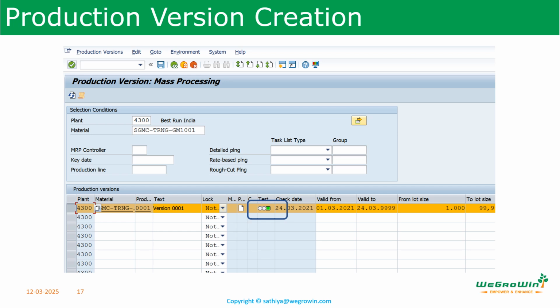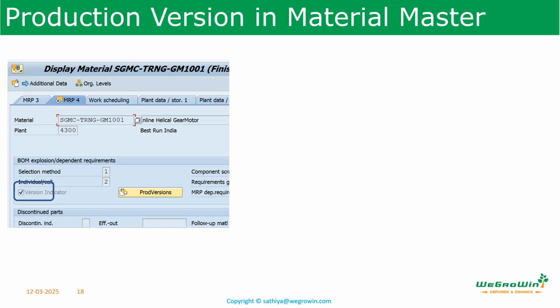As a person who is creating master data, you have to be very careful. So we have to check all these details. By entering all these things, we know that the details are okay with the green. Save it. The production version is created. This is how we create the production version.